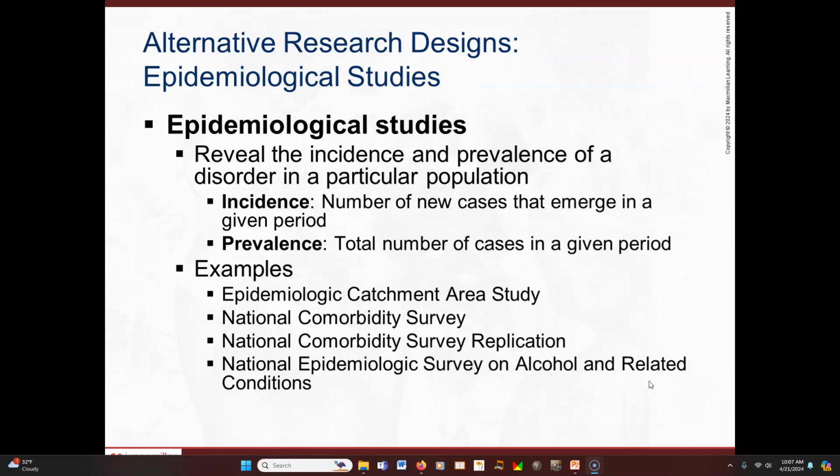So incidence, just reviewing a little bit, refers to the number of new cases. Prevalence refers to the total number of cases of a disorder.